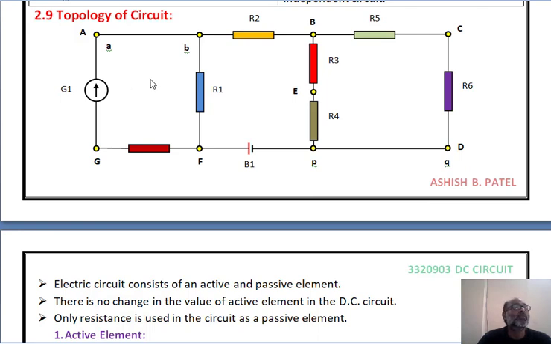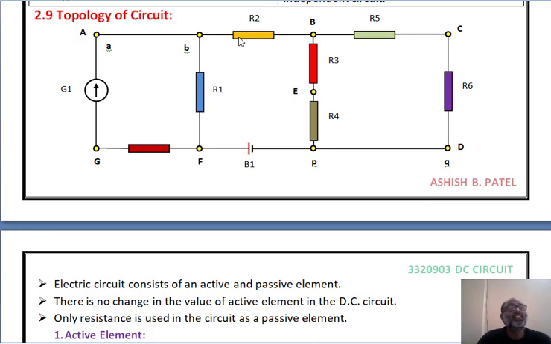What is an active element? It is an EMF or current source. An EMF source provides constant voltage or constant electromotive force, while a current source delivers constant current. So here E1 in the circuit is a voltage source and G1 is a current source. Now next, what is a passive element?